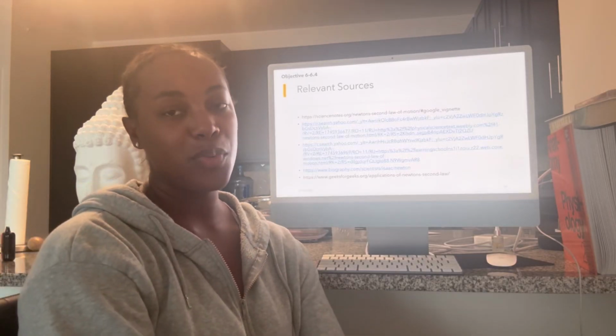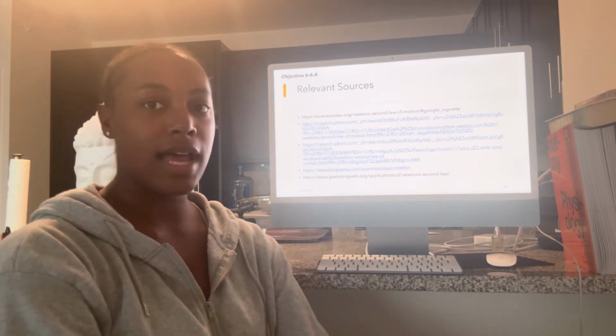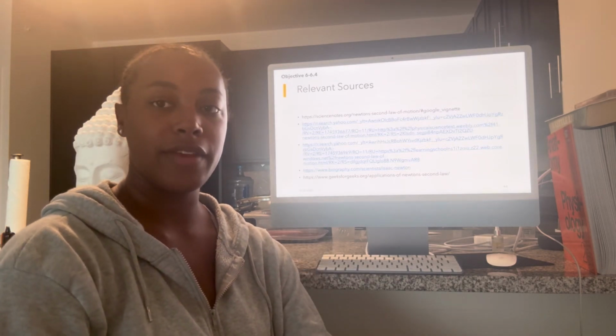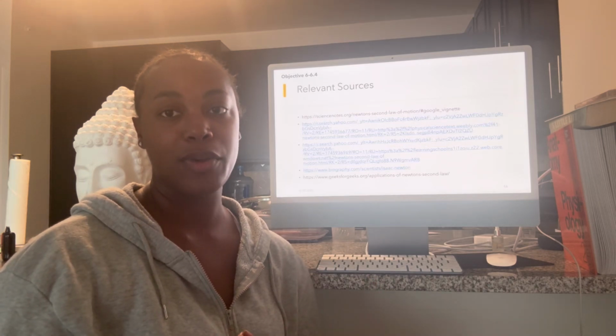In objective 6.4, we have our sites slide, which you can navigate to if you need a little extra clarification on where we found our facts and different knowledge factors that we use in our slides.